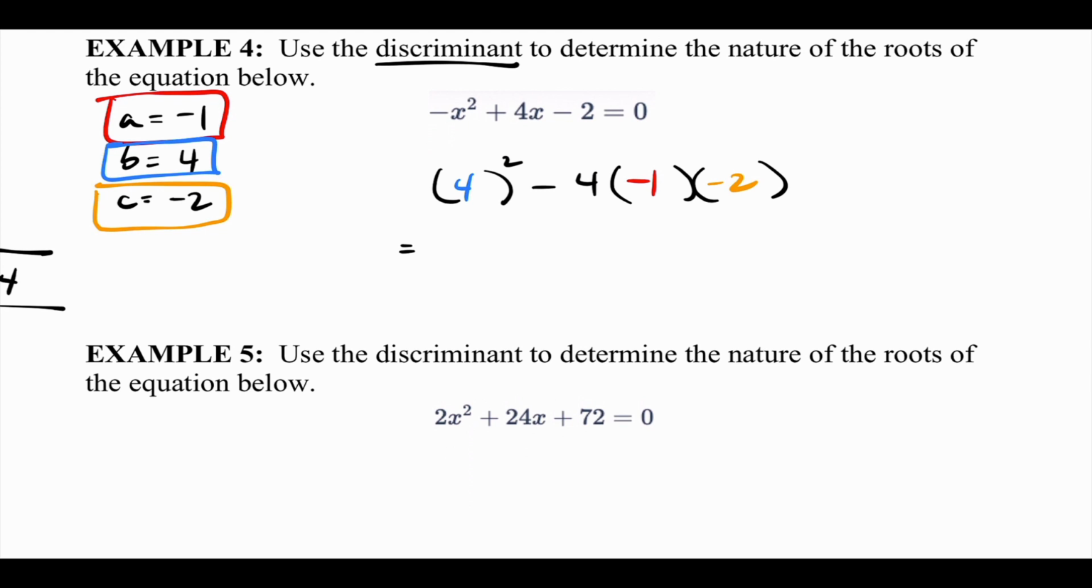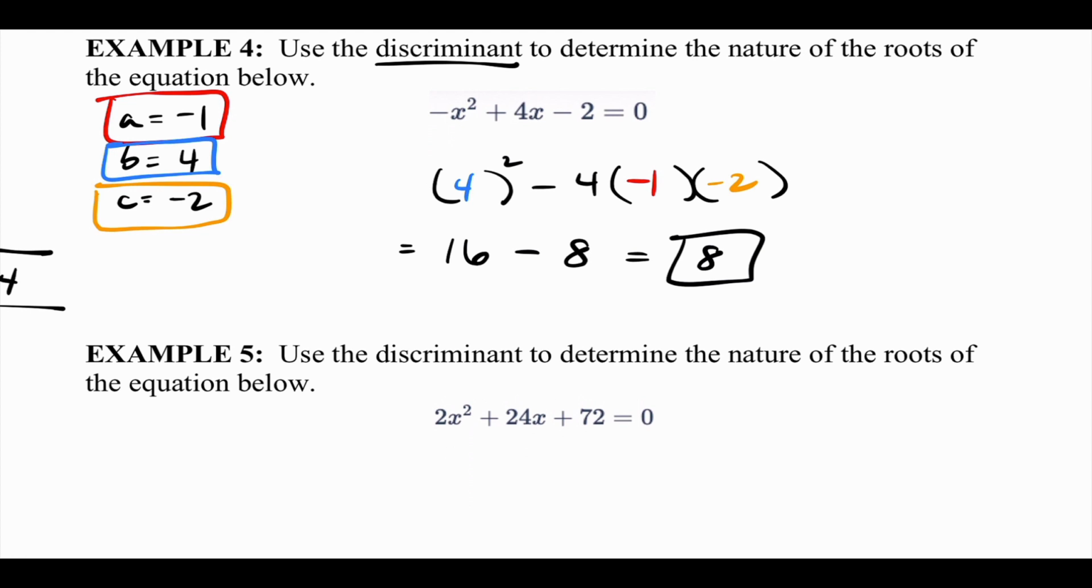That part you can put in your calculator because there's no more root. So 4 squared makes 16. 4 times -1 times -2 makes +8 because the negatives multiply, so you get +8. So you get 8. That's the discriminant.